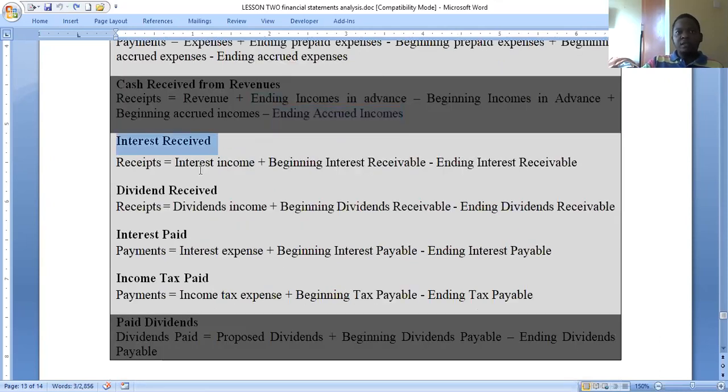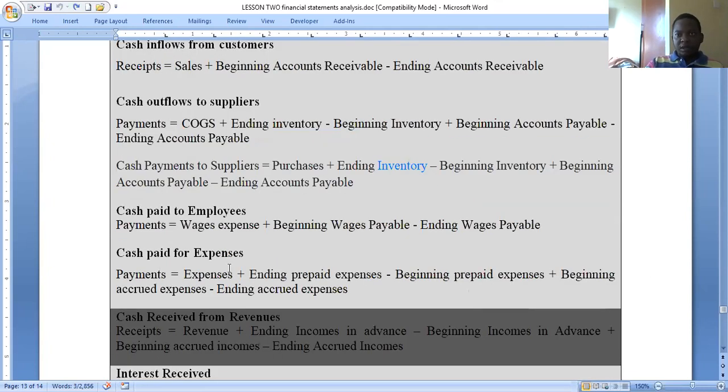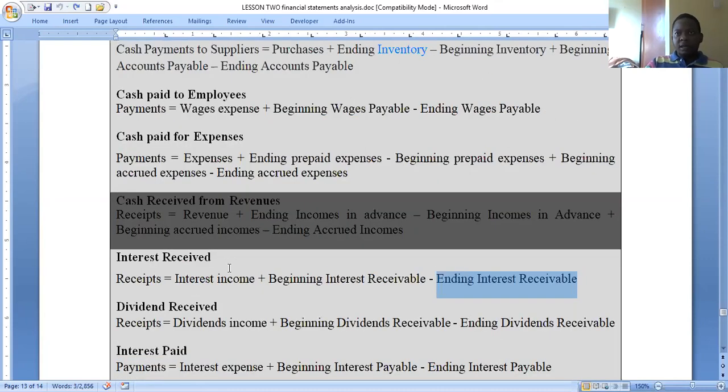And for interest received, the receipt from interest shall be equal to the interest income plus beginning interest receivable minus closing interest receivable. Then we follow the same procedures for the other items. So we shall have an example to illustrate this, and with that, let us have an example.